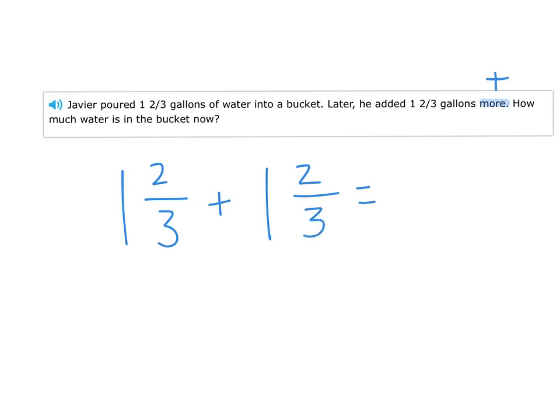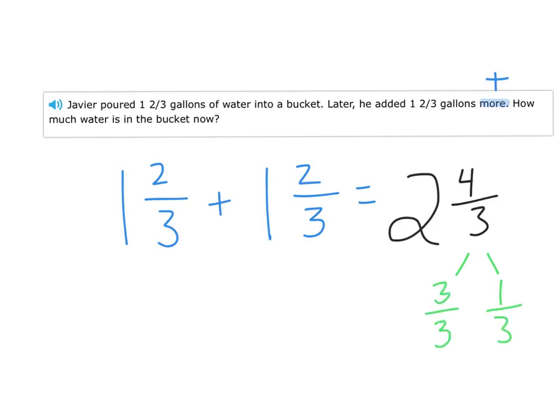Starting again with that whole number, 1 plus 1 is 2, and then adding those fractions, you'll see we get another improper fraction here. I'm going to decompose it, break it down into pieces. 3/3 and 1/3 make up that 4/3. This 1 whole right here plus these 2 whole right there make a total of 3 whole and 1/3.